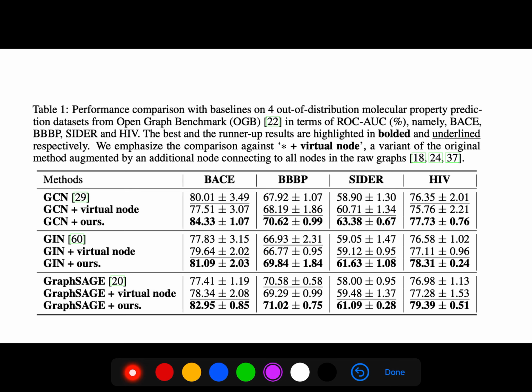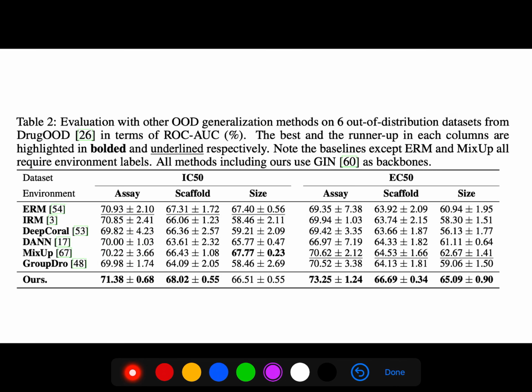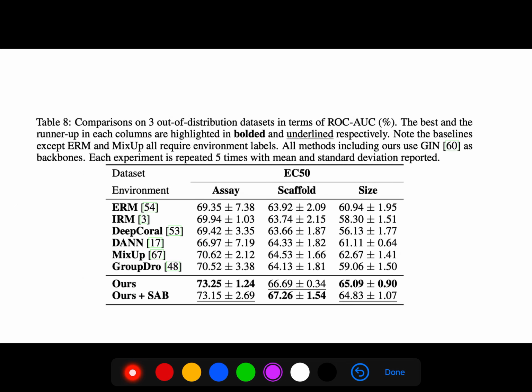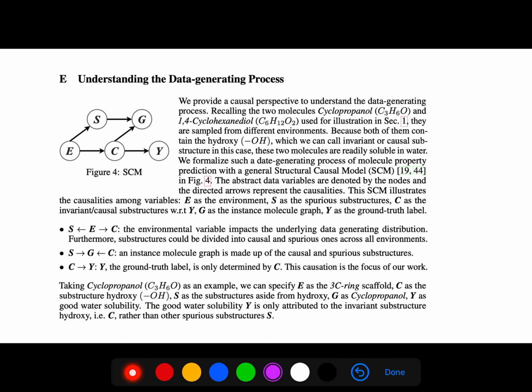And then they compare different methods, and this is out-of-distribution generalization. So you see here in the appendix, they talk about a causal perspective.